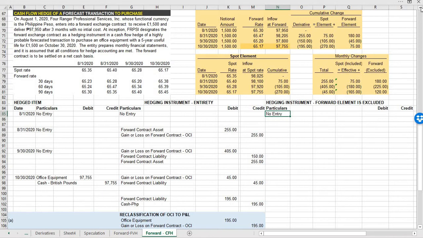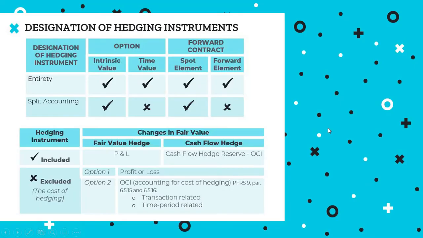So ngayon, dun tayo sa August 31. So paano natin i-record ang ating August 31 change? So ito ang ating i-record, itong row na to. So paano natin i-record yan? How do we account for the spot element and the forward element? So sabi natin dito, kapag ang forward element for a forward contract is excluded, meron tayong dalawang option sa treatment ng change related to the forward element. Una is profit or loss siya. Dun siya i-recognize either as a gain or loss o kaya naman ilalagay siya sa OCI.